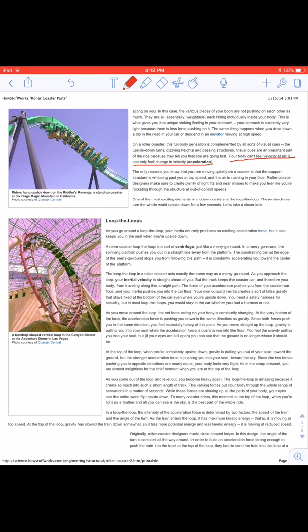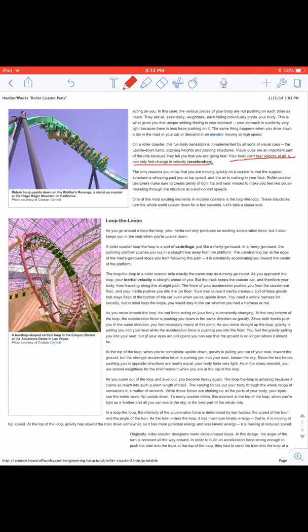One of the most exciting elements in modern coasters is the loop-the-loop. These structures turn the whole world upside down for a few seconds. Let's take loop-the-loops. As you go around a loop-the-loop, your inertia not only produces an exciting acceleration force, but it also keeps you in the seat when you're upside down. A roller coaster loop-the-loop is a sort of centrifuge, just like a merry-go-round.